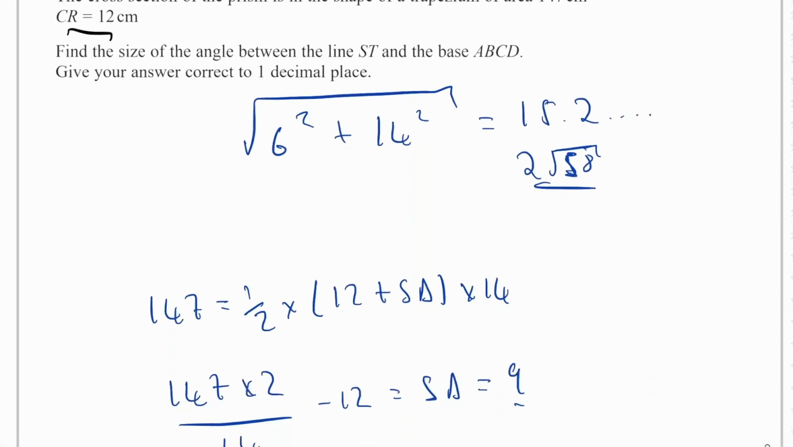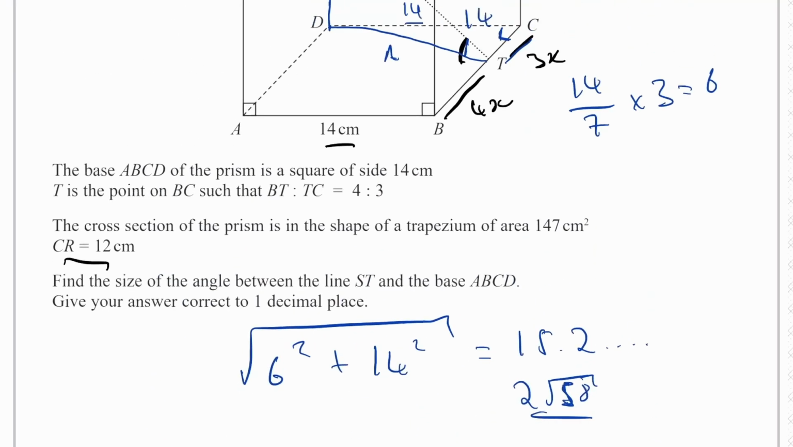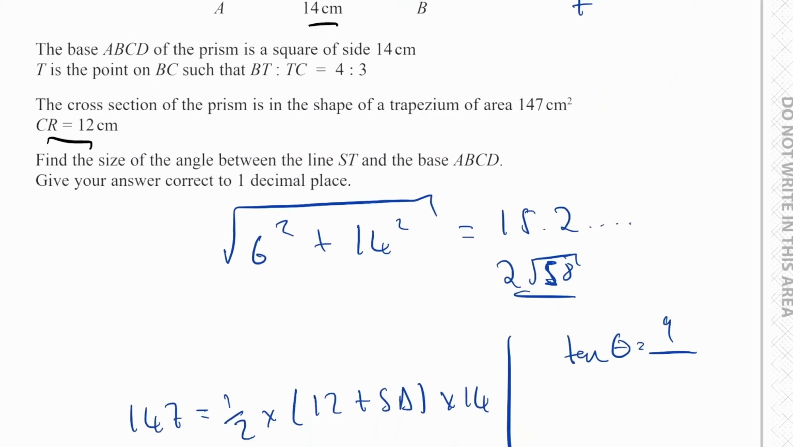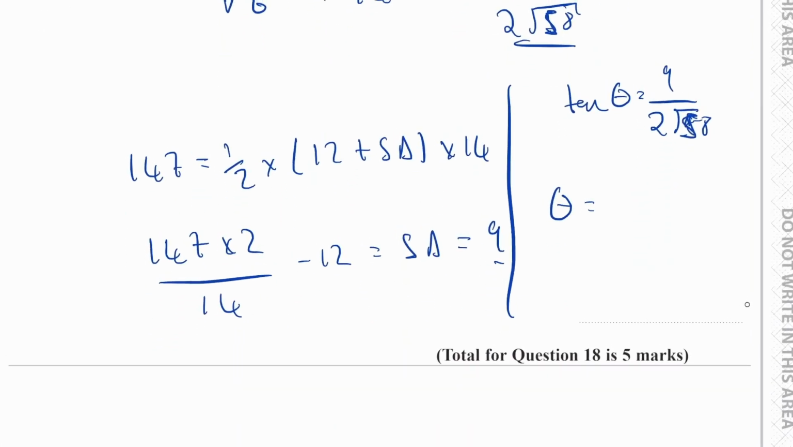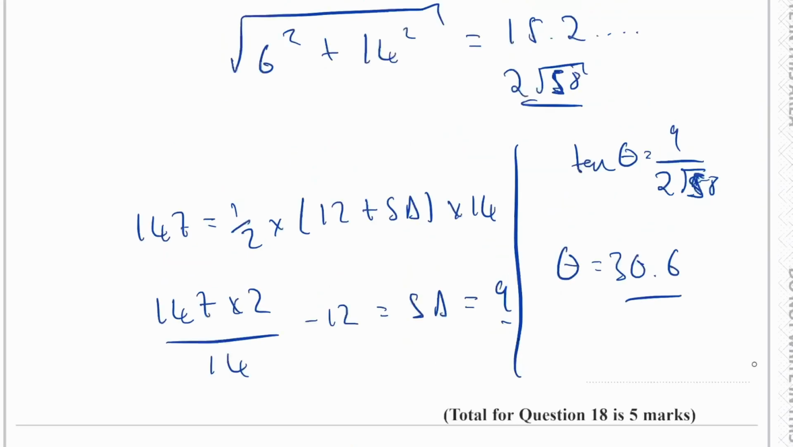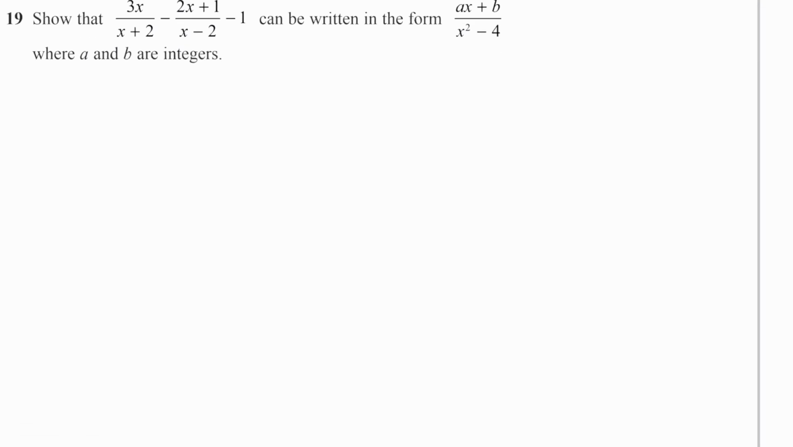And we've worked out what each of those are now, so we can just work this out. So I will just make a bit of space. So tan theta, we'll call it theta, is going to be equal to opposite, which was SD, which came out to 9, over adjacent, which was 2 root 58, and then basically inverse tan that to work out theta. And then you should get a theta of 30.6 if you round it to 1 decimal place. Okay, so that's how you do that.